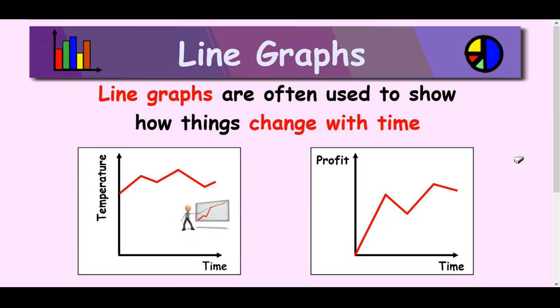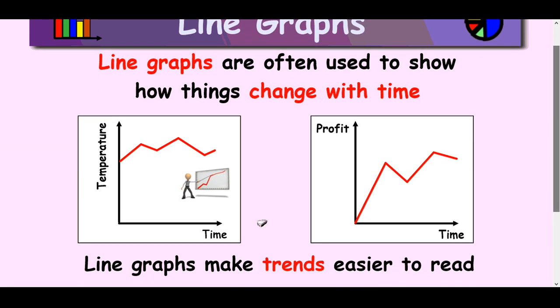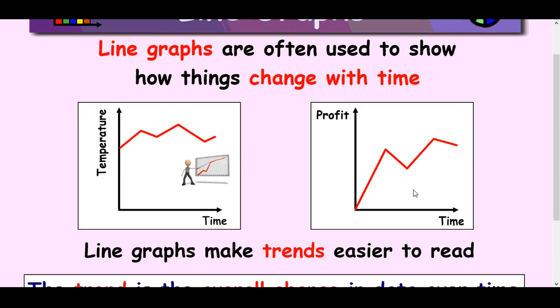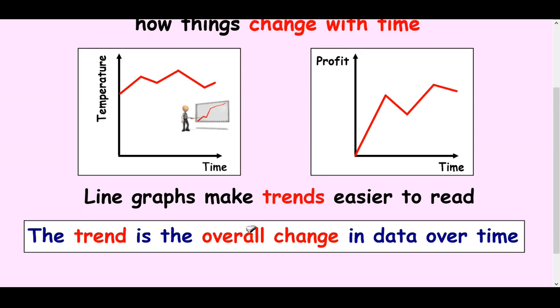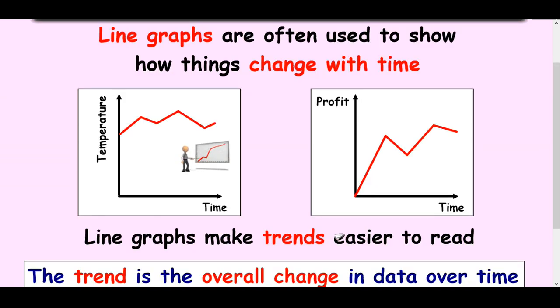Okay, let's move on to line graphs just briefly. Line graphs are often used to show how things change over time, something like temperature. You can see the line graph, we don't have bars, we just have a line joining the different bits. This could be the temperature at 10 o'clock, then 11 o'clock, then 12 o'clock, or it could be different months: January, February, March, April. It's good to show this kind of progression, or profits to do with money over time and so on. You just join the points up to create a line graph, so it makes trends easier to read. The trends are the overall change in data over time.